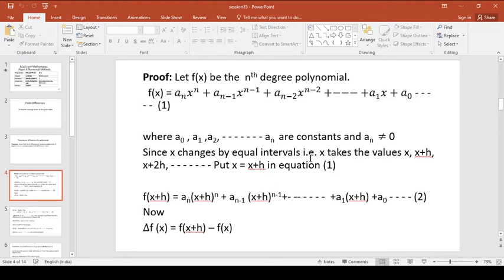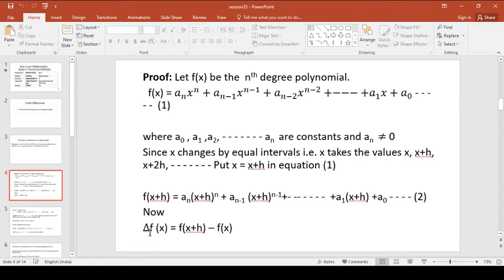Since x changes by equal intervals, that is x takes the values x, x plus h, x plus 2h and so on. So we are going to substitute x is equal to x plus h in equation number 1. So by substituting we get f of x plus h is equal to an into x plus h whole raised to n plus an minus 1 into x plus h raised to n minus 1 plus and lastly a1 into x plus h plus a0, and let this be called equation number 2.